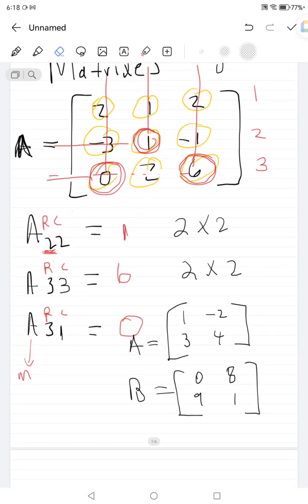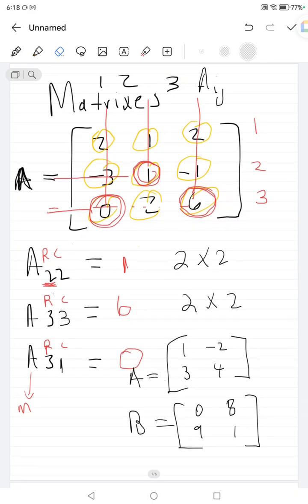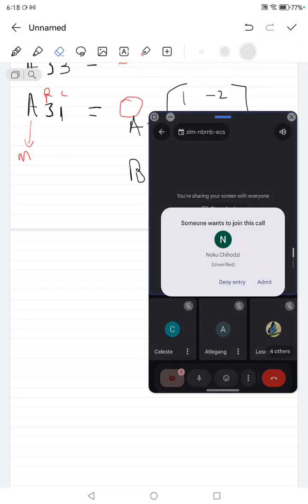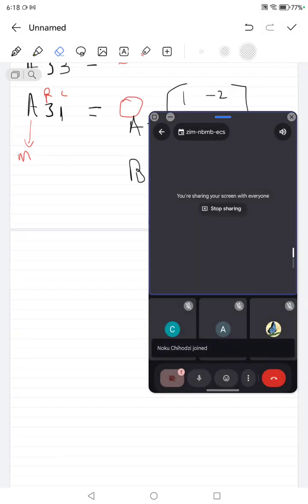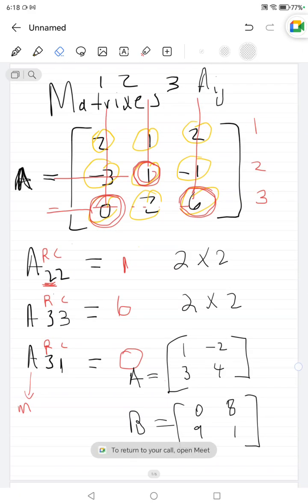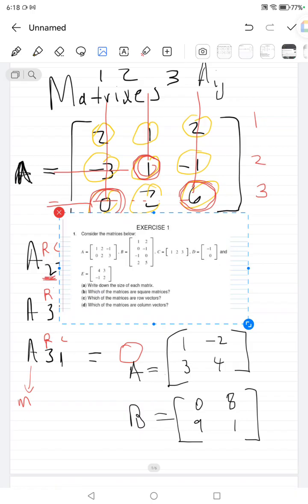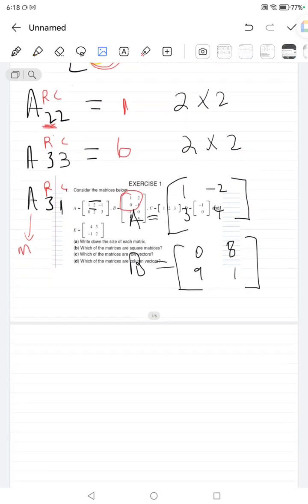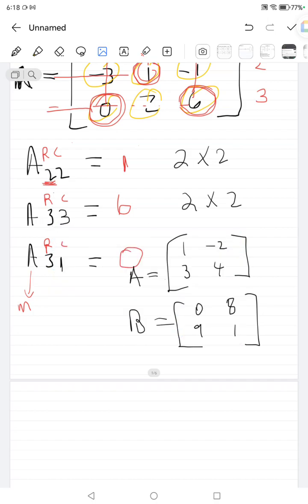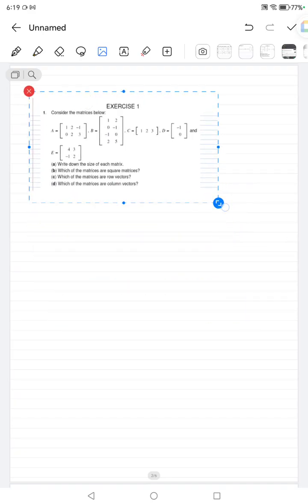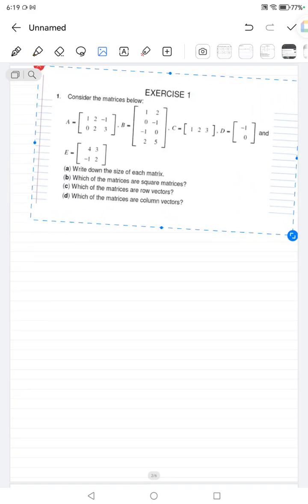As I said, here we have the rows, here we have the columns. Okay, what did I want to mention? Maybe I'll think about it as we go. Okay, let me just go down. So we have an exercise 1 on this side.